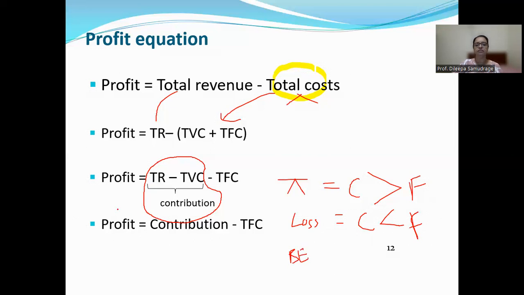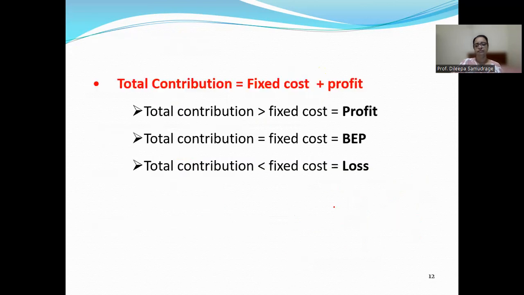Break-even point. Write down break-even point. Contribution should be equal to fixed cost. So that is break-even point. Contribution equals fixed cost. So you can write down these three equations using this. Okay. Clear?